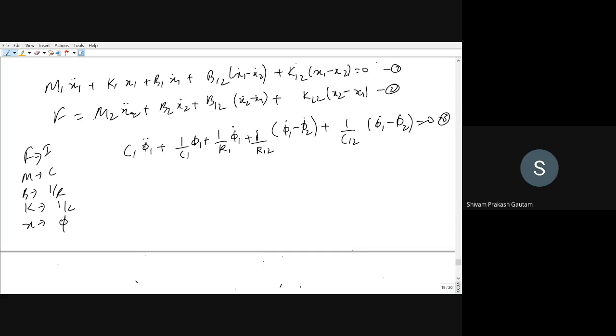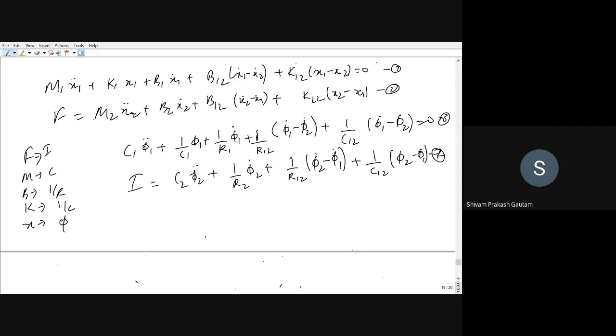Equation number 4. Force is analogous to current, mass is analogous to C2. C2 phi2 double dot plus B2, analogous to 1 by R2, phi2 dot, plus B12, analogous to 1 by R12, (phi2 dot minus phi1 dot), plus K12, analogous to 1 by L12, (phi2 minus phi1). This is equation number 4.